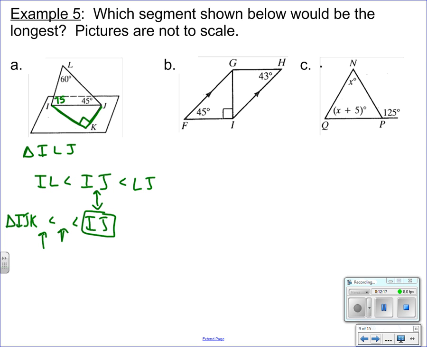Since they share the common side, I line them up. This one must be bigger than IJ from triangle ILJ, so LJ is our largest.